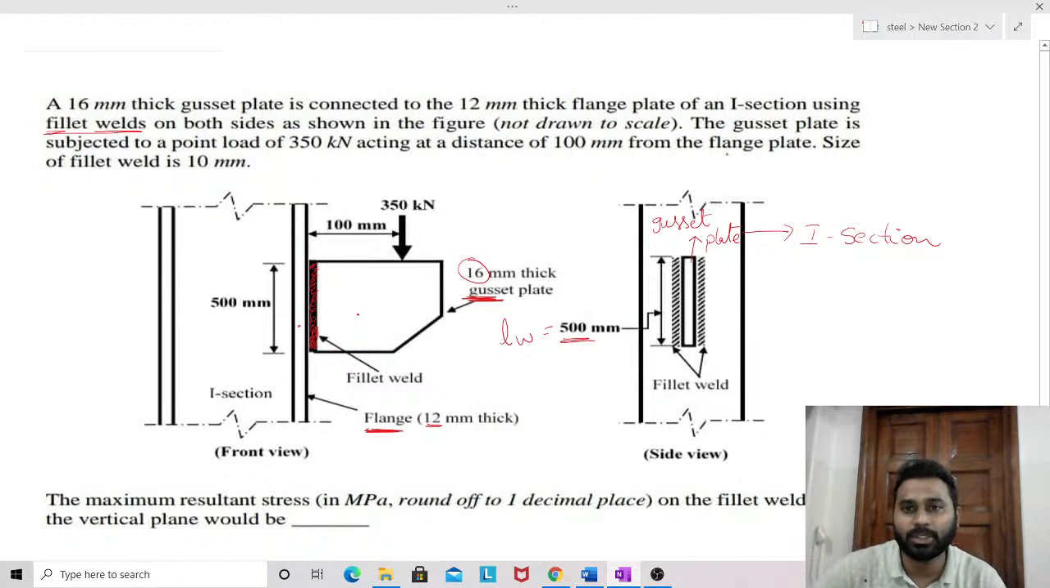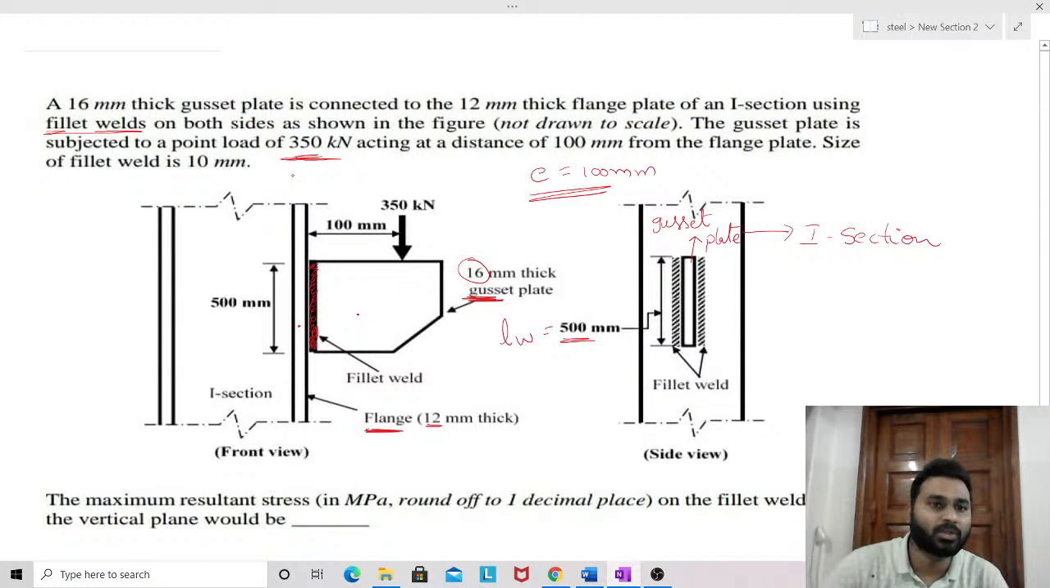Let us continue the question. Now the gusset plate is subjected to a point load of 350 kilonewtons, acting at a distance of 100 mm from the flange plate. So this can be considered as the eccentricity E. How much is E? 100 mm, as mentioned in the question. Clear? 100 mm from the flange plate.